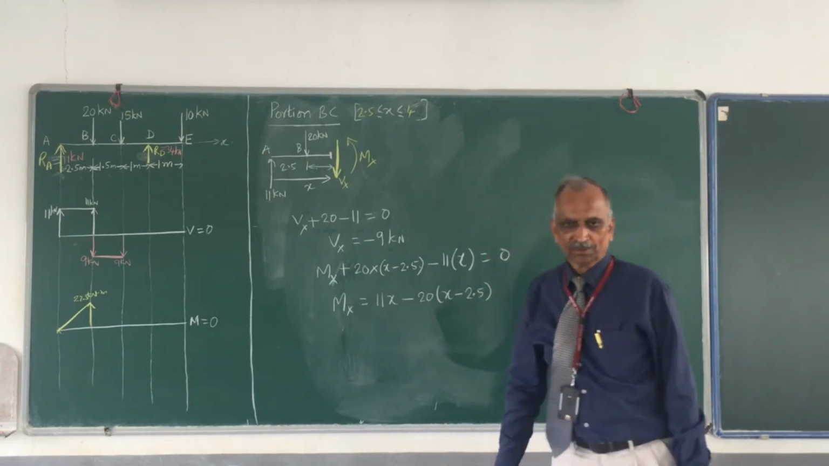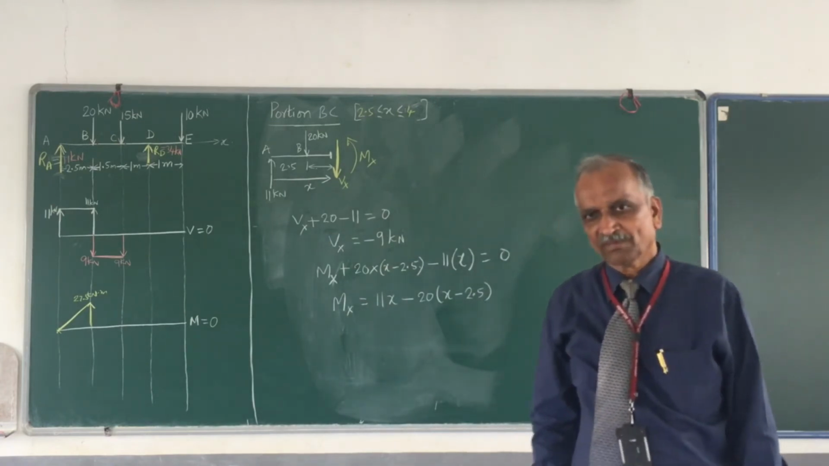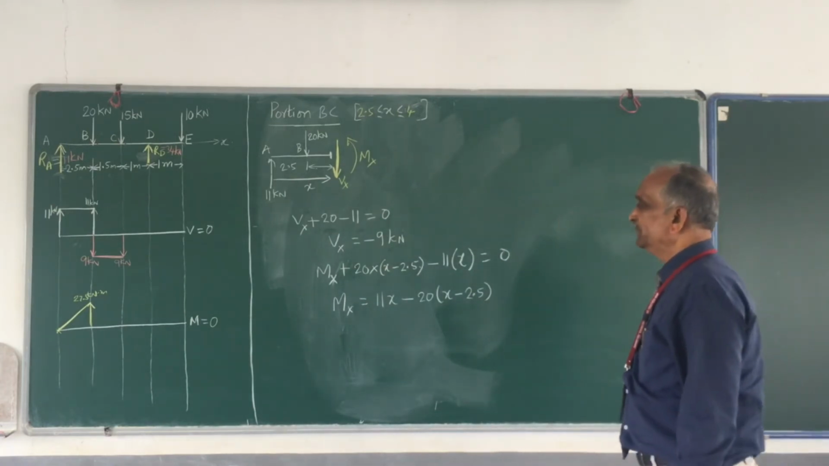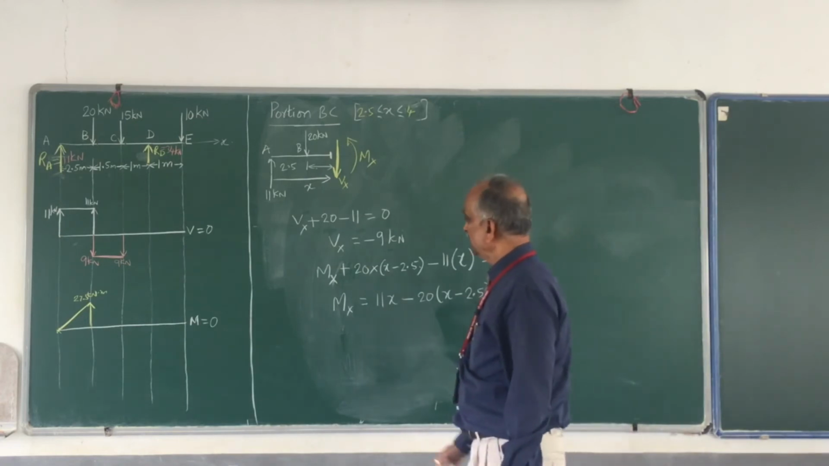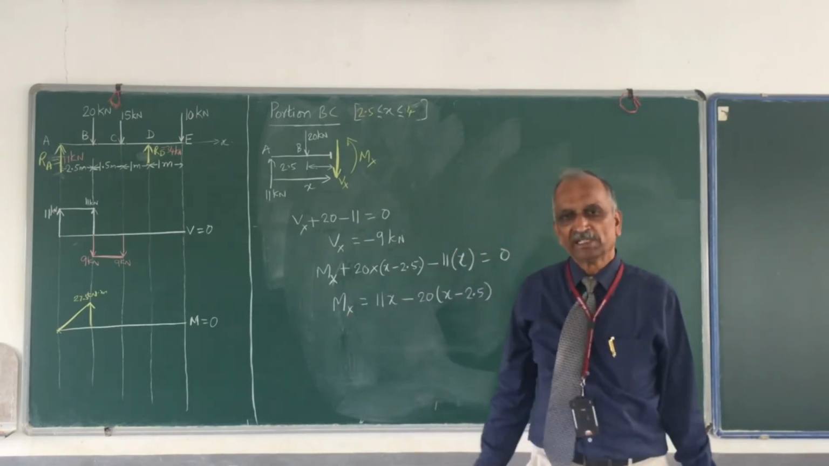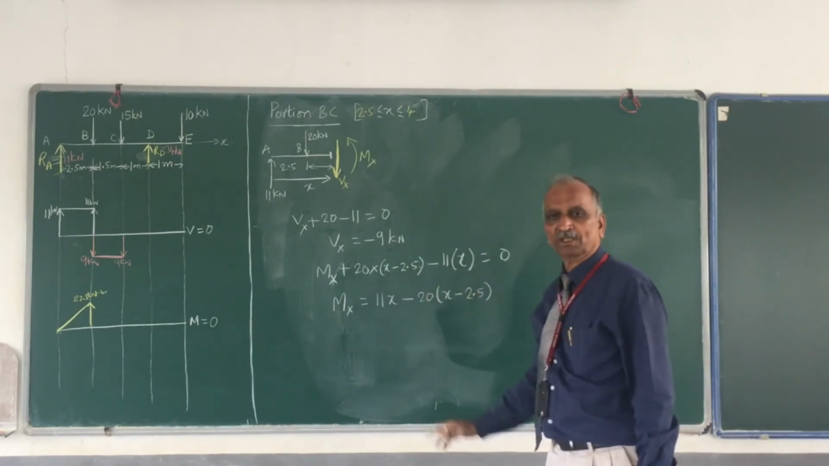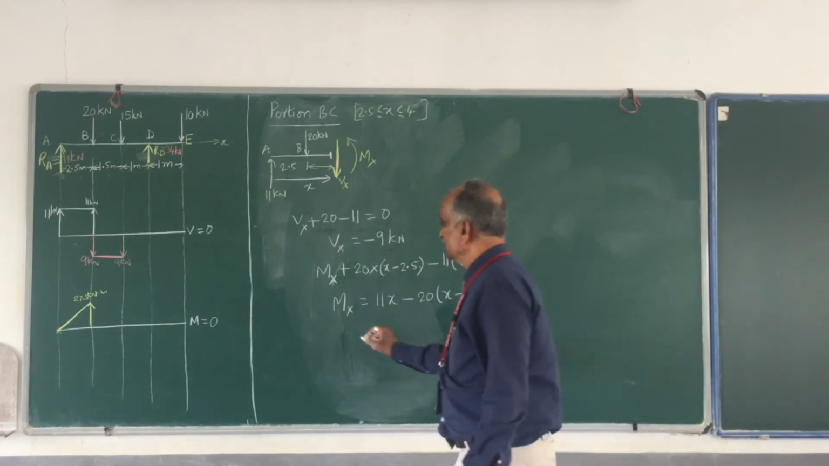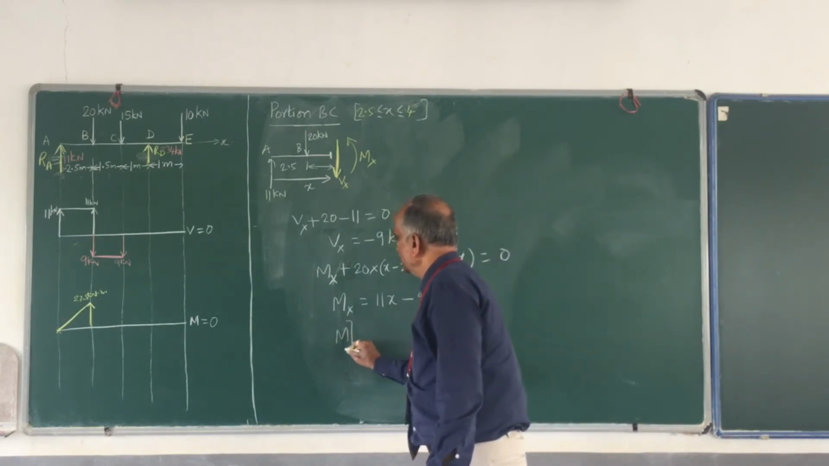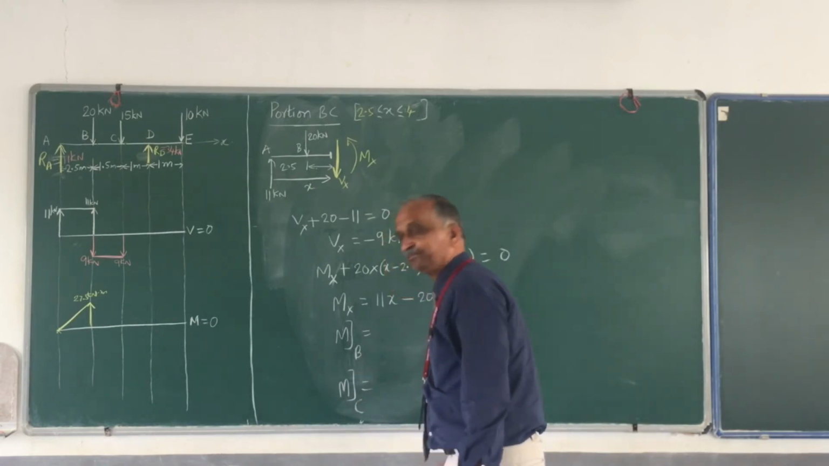So observation: bending moment between B and C is not constant. Bending moment between B and C varies according to a straight line, a linear variation, because x is raised to 1. So to draw a straight line, 2 points are sufficient: bending moment at B and bending moment at C.